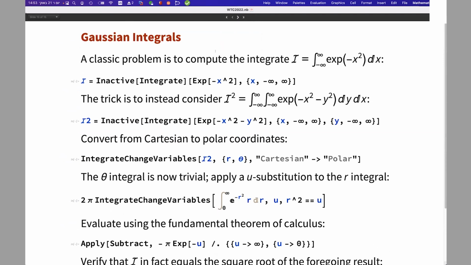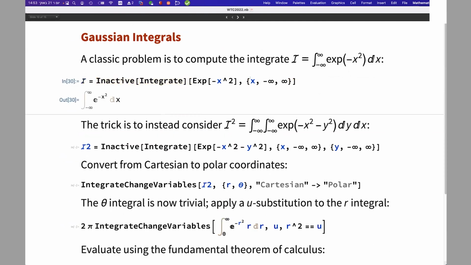So a classical application of this kind of change of variables is computing the Gaussian integral, the integral from minus infinity to infinity of the exponential of minus x squared. So, you know, there's our integral. It's really hard.